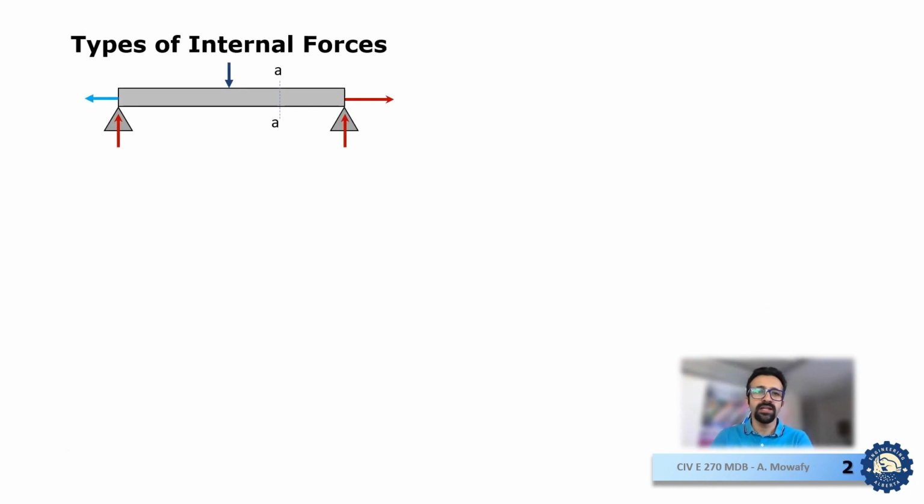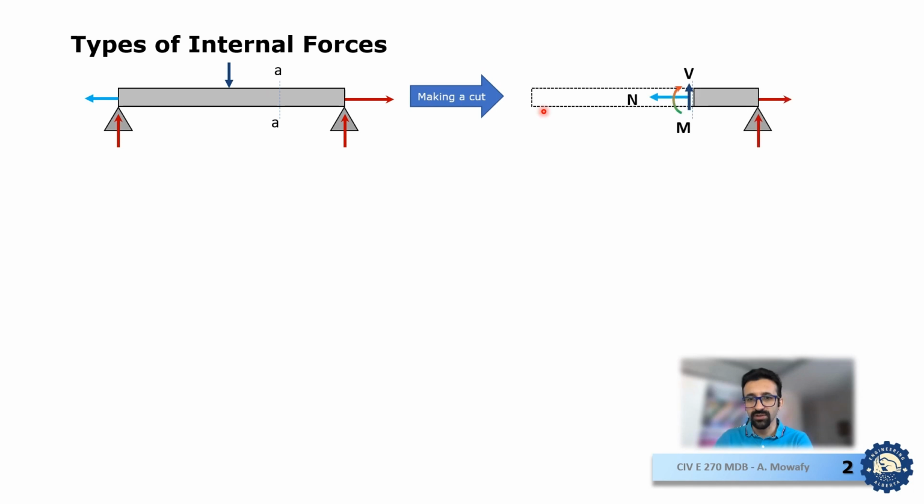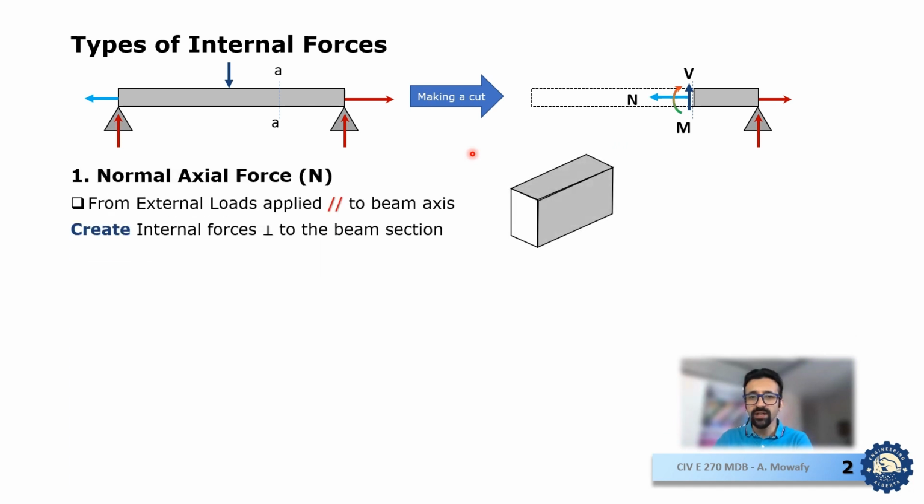When loads are applied to a beam, internal forces develop within the beam as a response to these loads. We can visualize these forces by making an imaginary cut through the beam and examining the internal forces acting on the cross-section. Basically, we have three types of internal forces. The first one is what we call normal axial force.